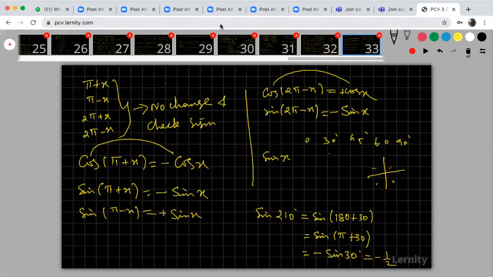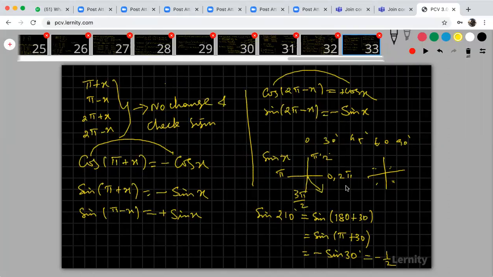Sine of 2 pi minus x lies in which quadrant? Look at this: this is 0 and 2 pi, this is pi by 2, this is pi, this is 3 pi by 2, and again this is 2 pi. 2 pi plus x means 2 pi plus something, so it goes to the first quadrant. 2 pi minus x means it comes to the fourth quadrant.